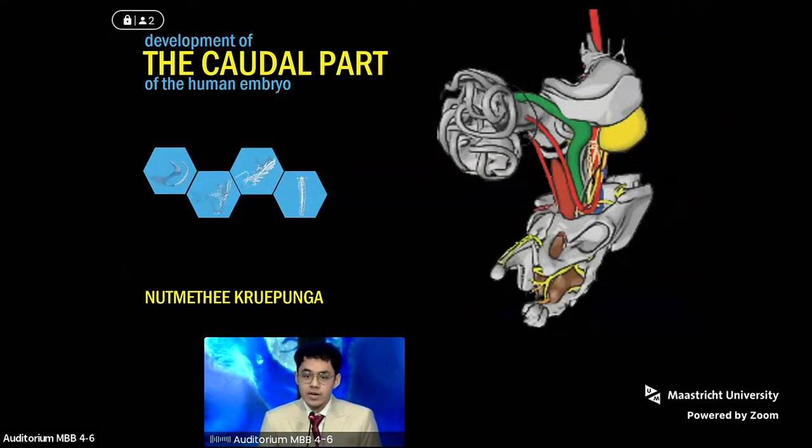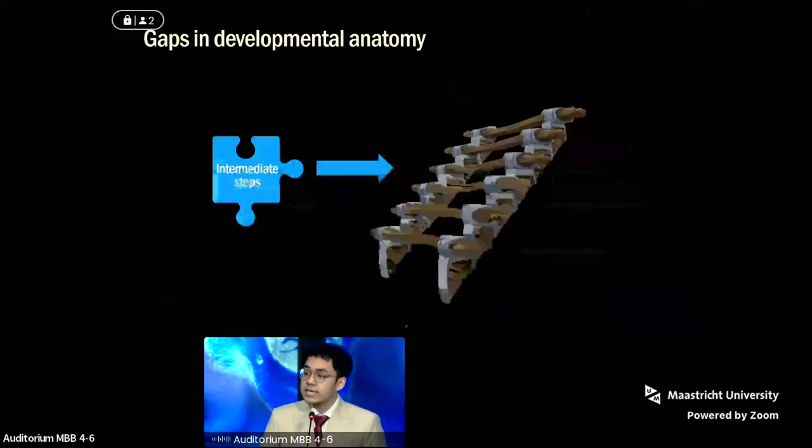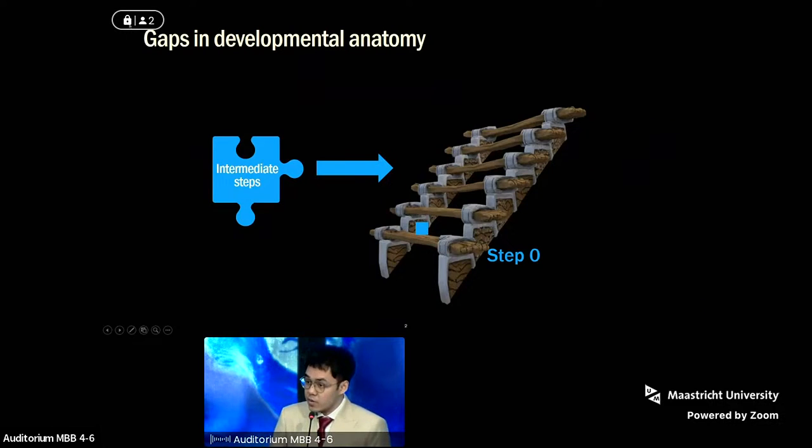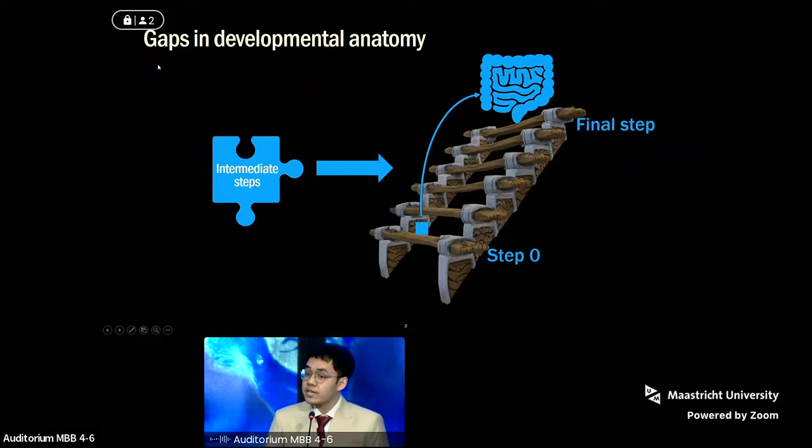understanding of developmental anatomy. Let's start with the first one, the intermediate step. Imagine that you're jumping on a stair. That is the description of the developmental processes. They normally start at step zero, that is the progenitor cells, and then they normally show the definitive structure or the adult structure. In between, you can see that there is a gap that you can fall into. It can lead to misunderstanding of developmental concepts. So in this study, I try to increase the intermediate steps for a better understanding of developmental concepts.